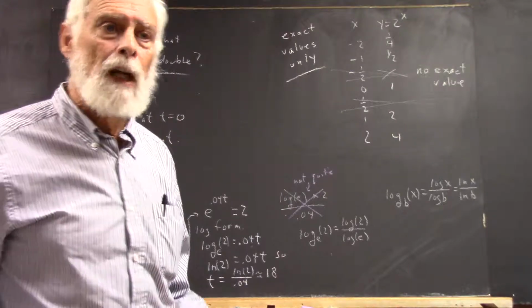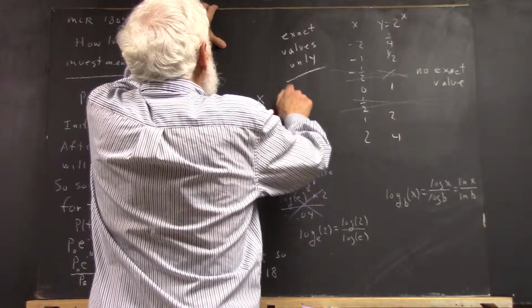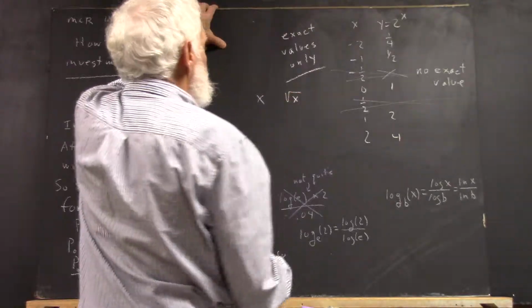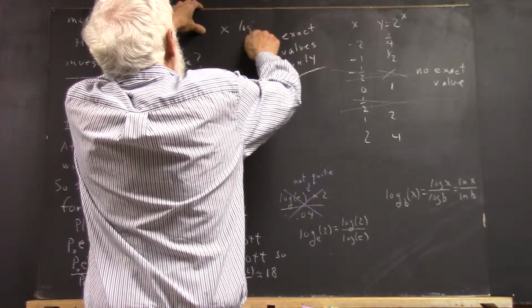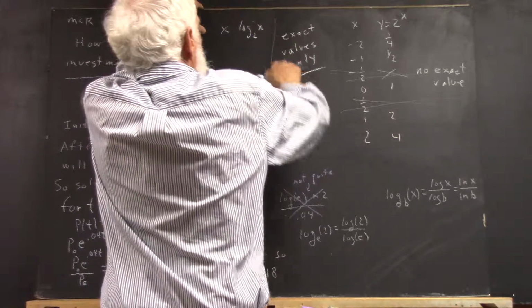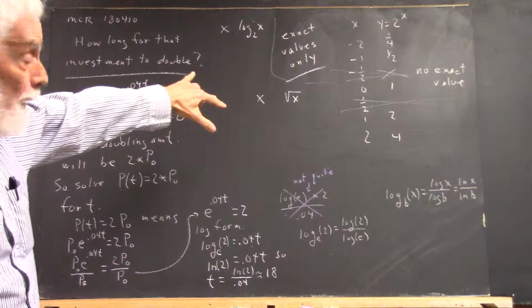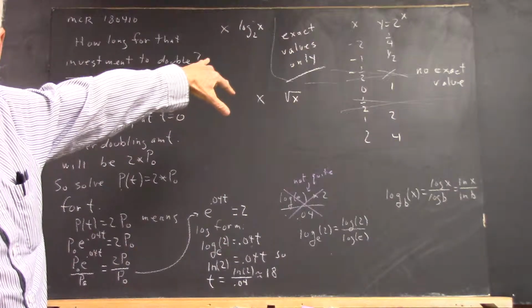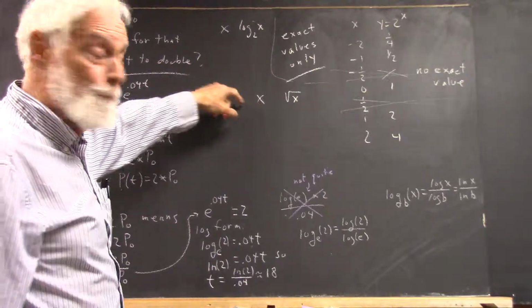Okay? How do you construct the graph of the square root of x? Or how do we construct the graph of log base 2 of x? Log base 2 of x is just the inverse. Okay? These are both inverse to functions that we easily construct. This is inverse to what? X squared. Okay?